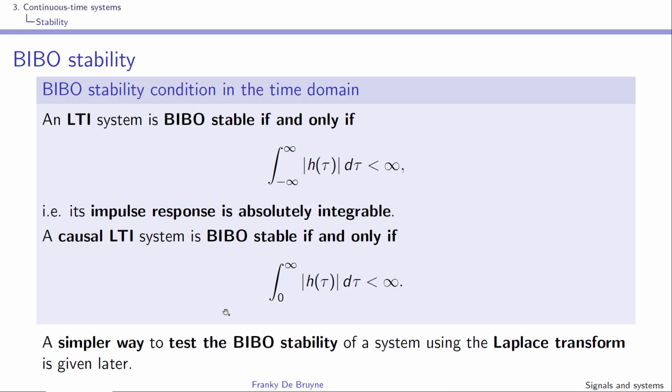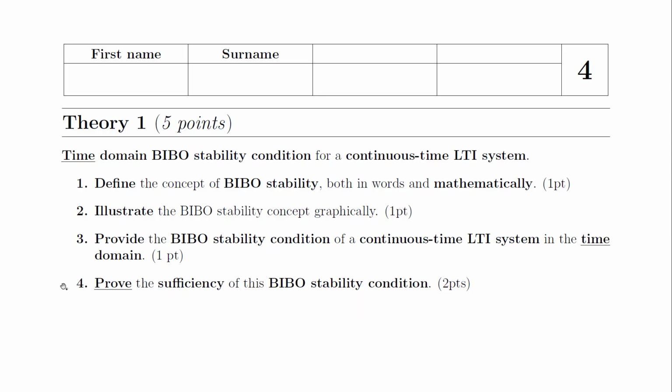Although this is not the topic of the question, of course a simpler way to test BIBO stability would be to use the Laplace transform of the impulse response, which is the transfer function, and to look at the poles. And of course they should be located to the left of the imaginary axis. And finally, in the fourth part of the question, we need to prove the sufficiency of this BIBO stability condition.